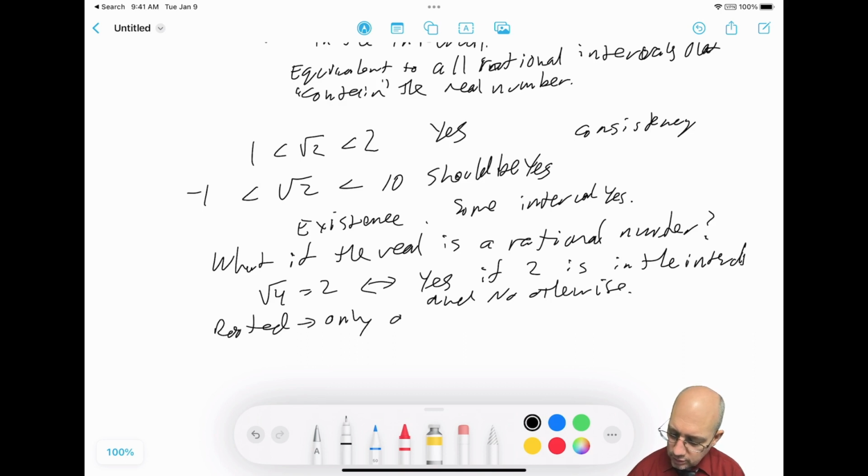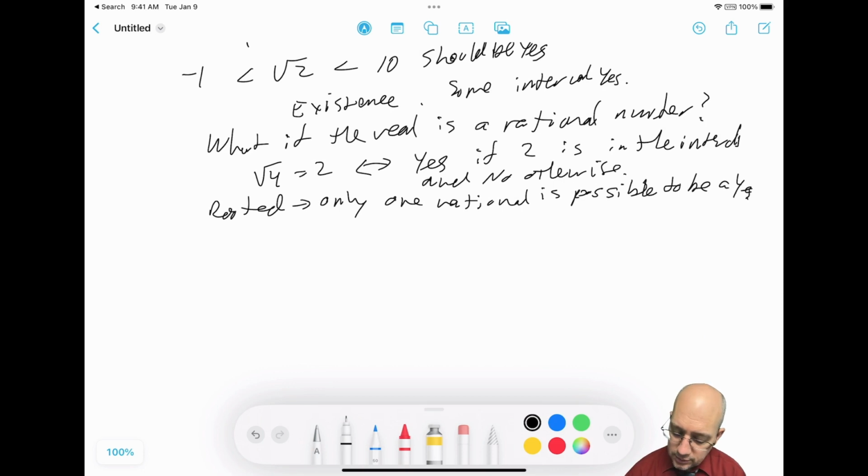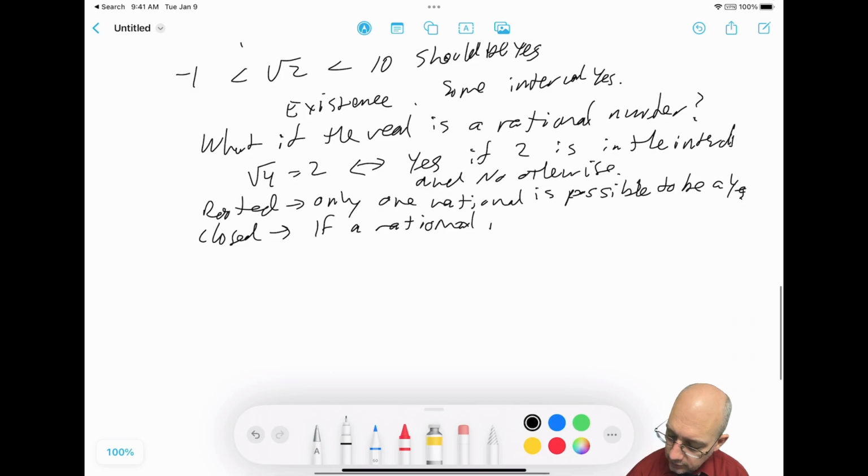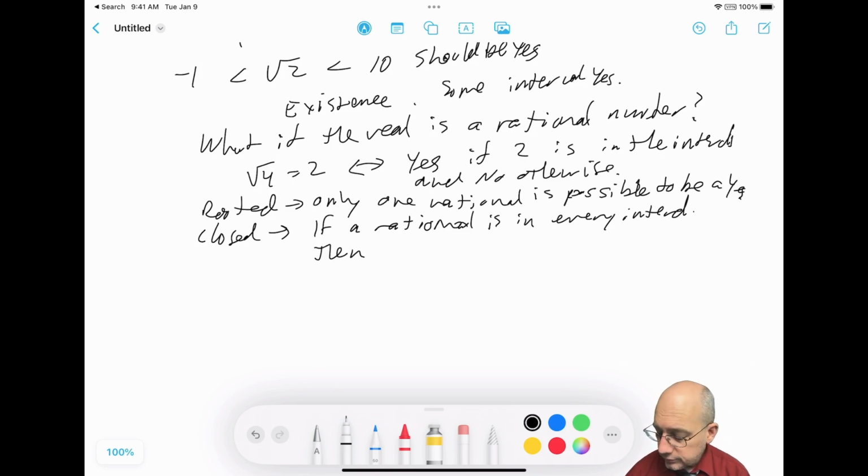Only one rational is possible to be a yes. Okay, so that's rooted. And then there's closed, which is if a rational is in every interval, then the real is the rational.